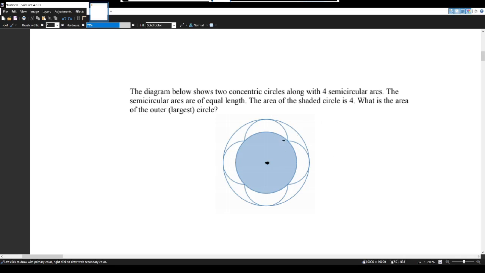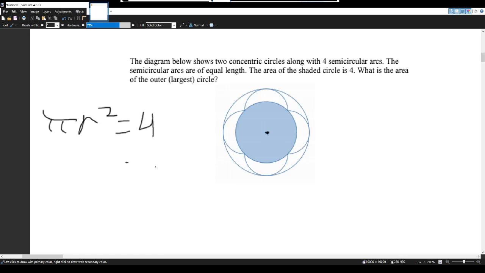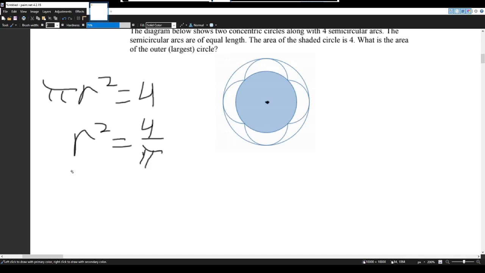So if the area of this circle is 4, we can actually find the radius of this circle, right? It's because we know that area equals pi r squared. So pi r squared in this case equals 4. So we can solve for r. R squared equals 4 over pi. Root both sides, and we have r equals root 4 over pi.